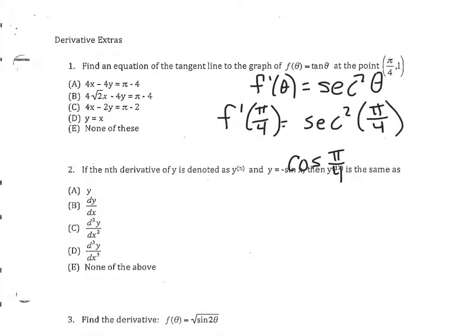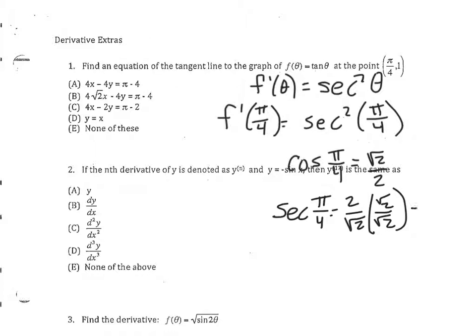Cosine of pi over 4 is root 2 over 2. And then if you take that cosine of pi over 4, we're going to flip that over. So secant pi over 4 would be 2 over root 2. If we multiply that by root 2 over root 2, you get 2 root 2 over 2. The 2's cancel, so we have root 2 as secant. And if you square that, this is equal to 2. So all that comes out with 2.